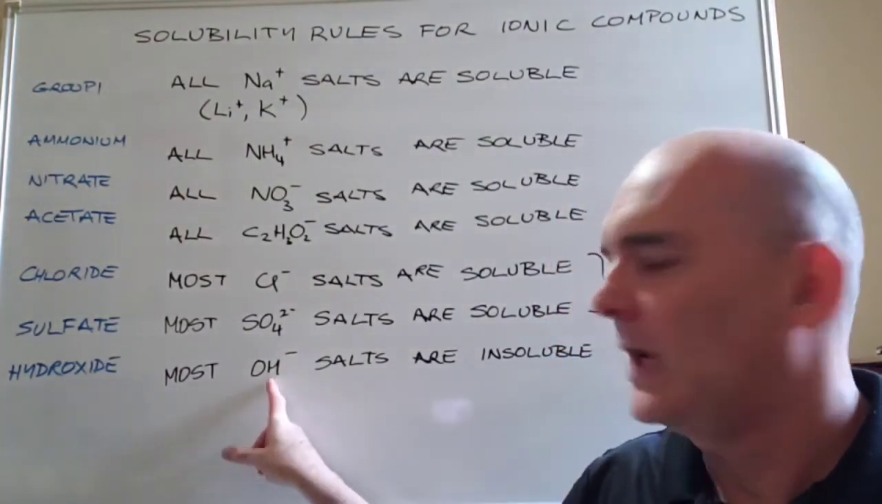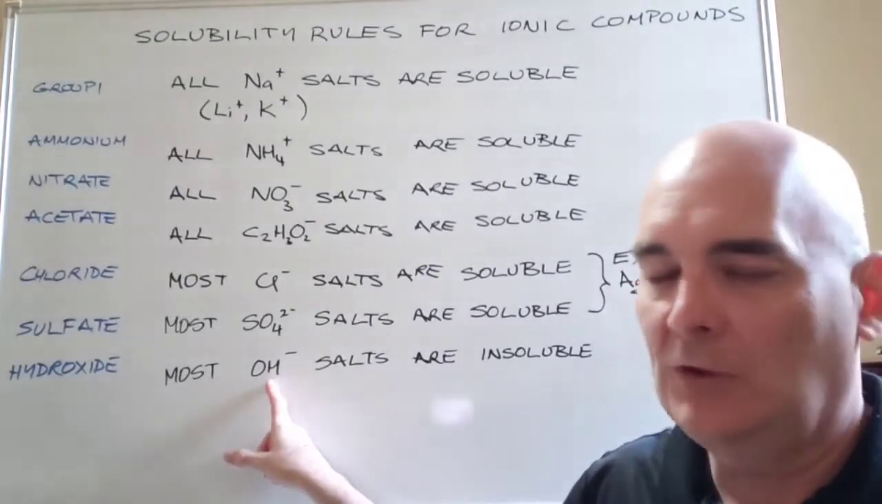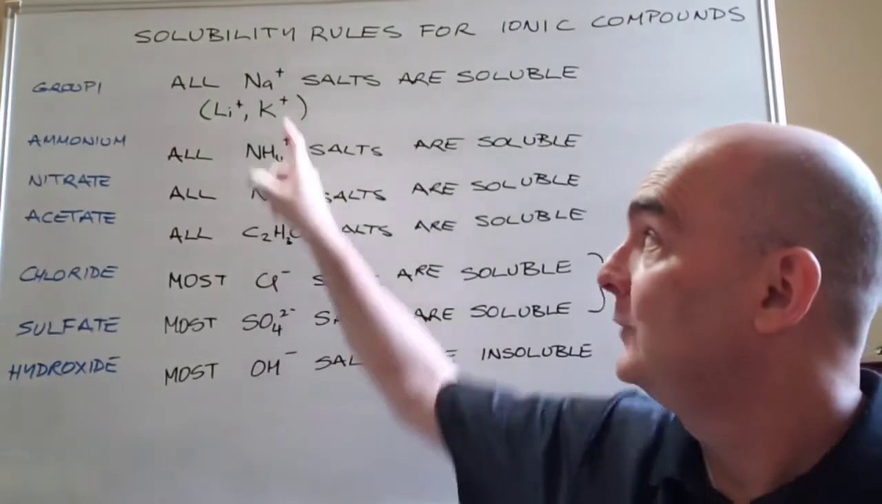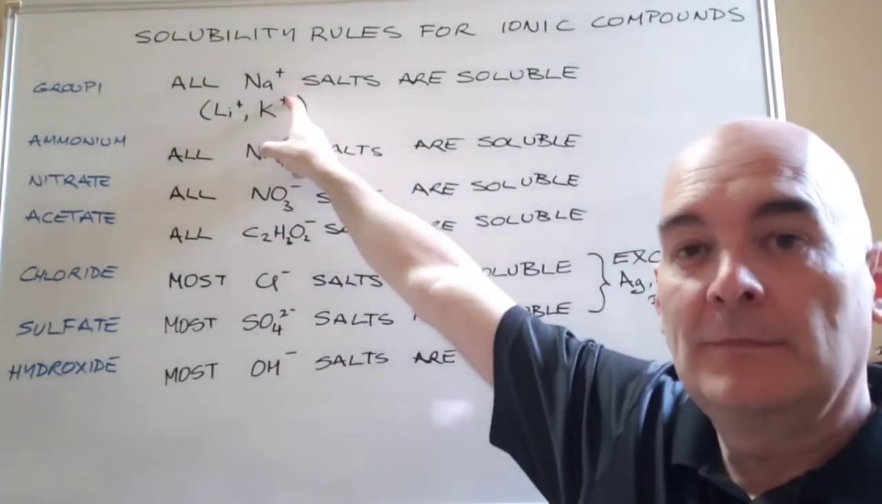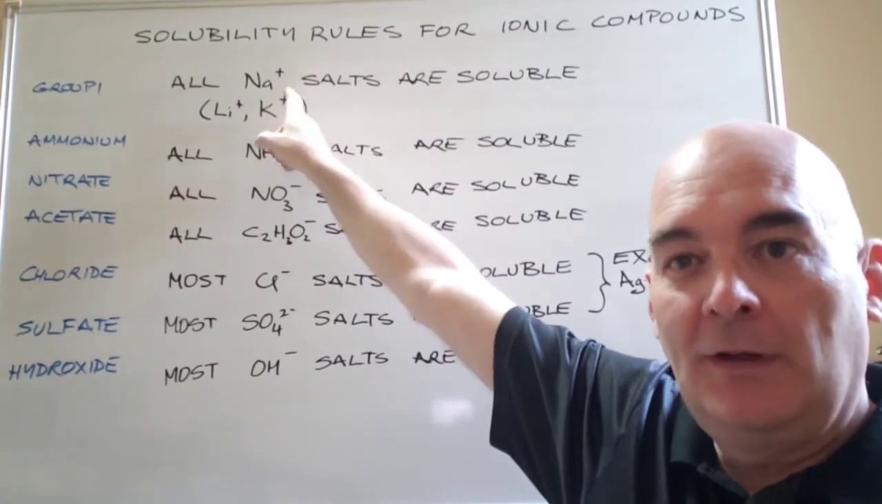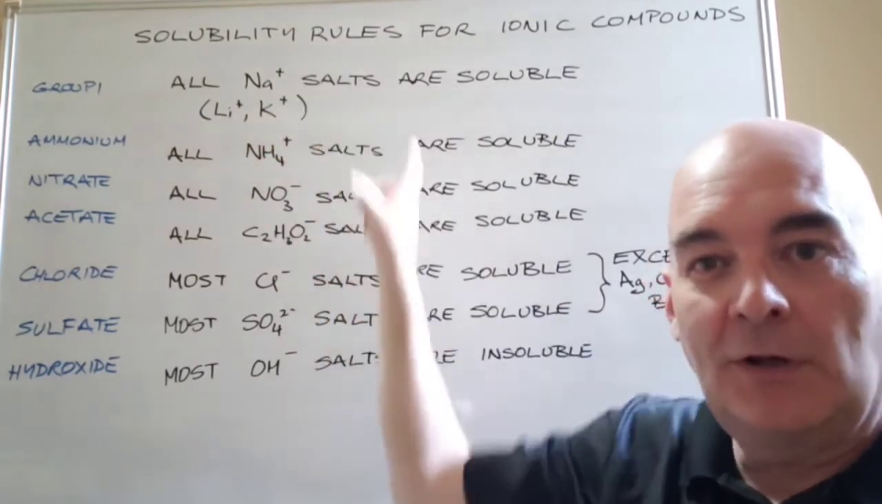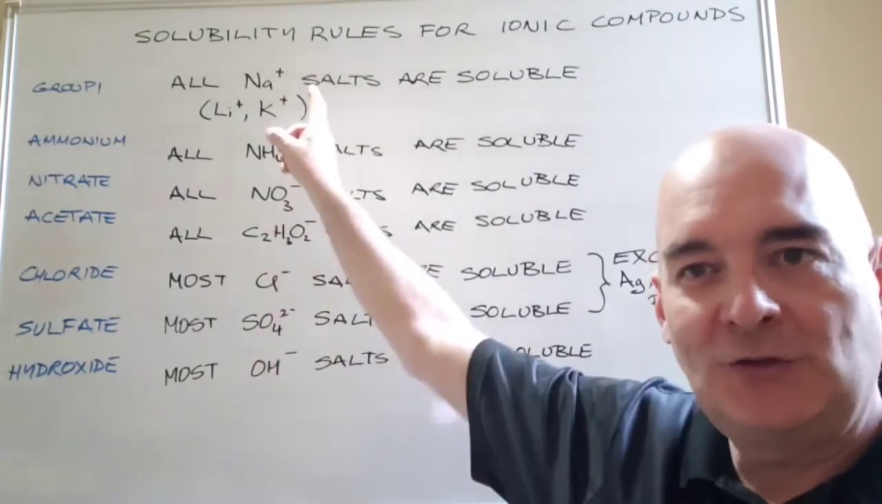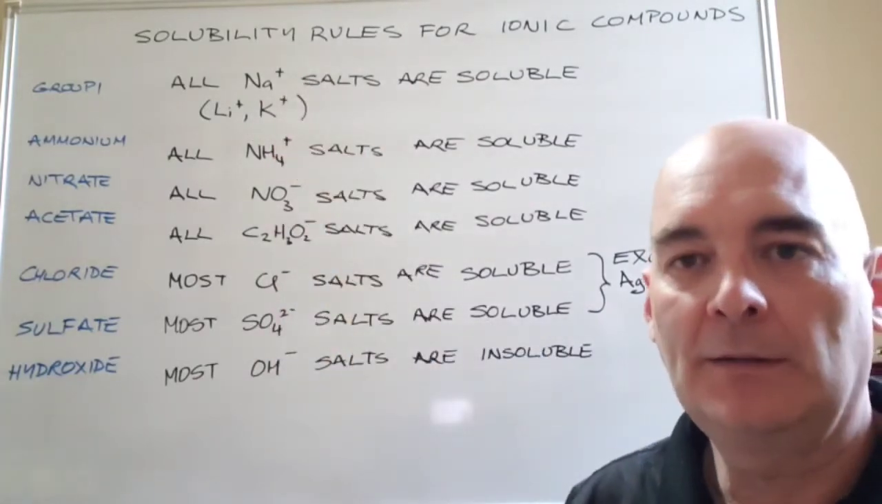Hydroxides. Most hydroxides are not soluble in water. But of course, if you are the hydroxide of a group 1 metal, then you get to be soluble in water. So if there are two things on the list of rules and they conflict, the one that says you are soluble, that one wins.